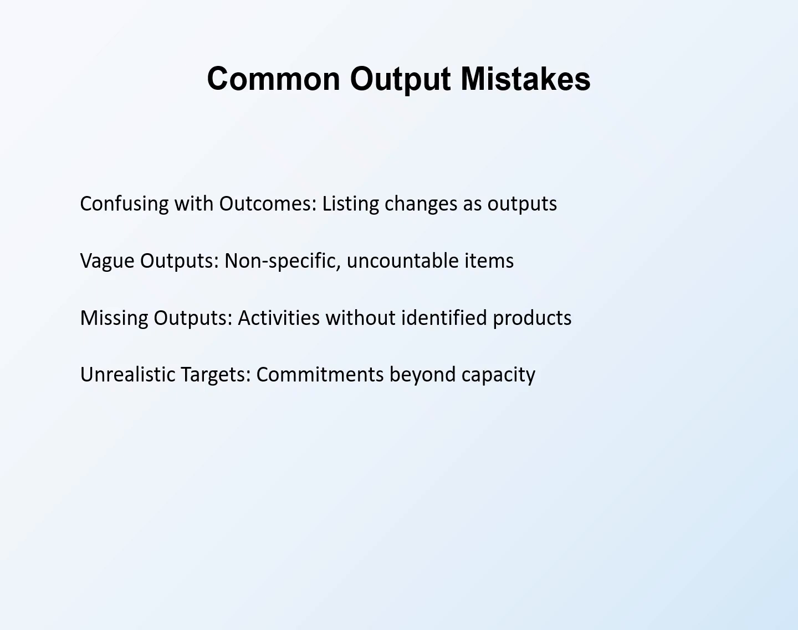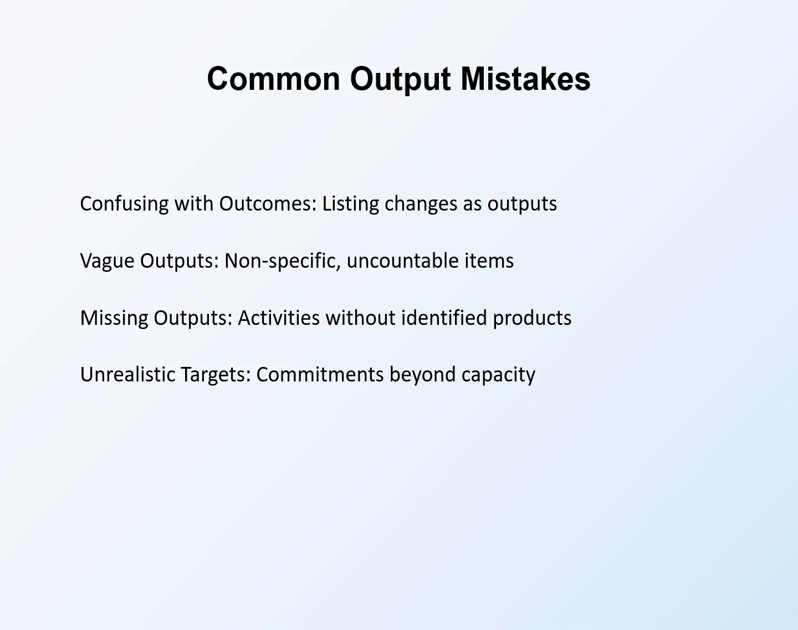Several common mistakes undermine output sections. Confusing outputs with outcomes lists changes as outputs. Increased knowledge is an outcome, not an output. Number of training participants is the output. Keep these distinct. Vague outputs are nonspecific and uncountable. Awareness raised or support provided cannot be counted. Convert vague outputs to specific, countable items.